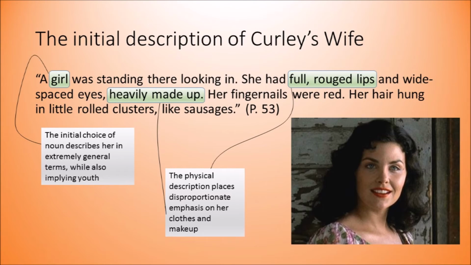By contrast, Curly's wife is described in terms of the things that she has chosen to do to control and alter her appearance, like the makeup she's put on. And it's implied that her attempts to make herself look attractive are not entirely successful. The makeup is heavy. That simile that's used to describe her hair, like sausages, seems peculiar. It's not an attractive description. So there is a hint that she is not as attractive as she has attempted to make herself.